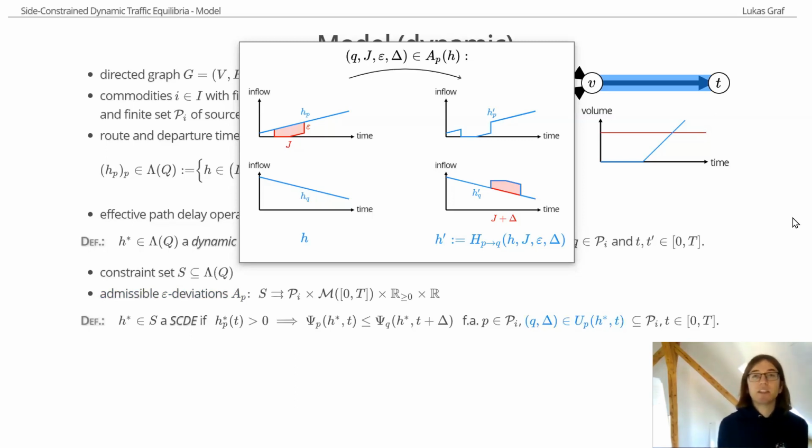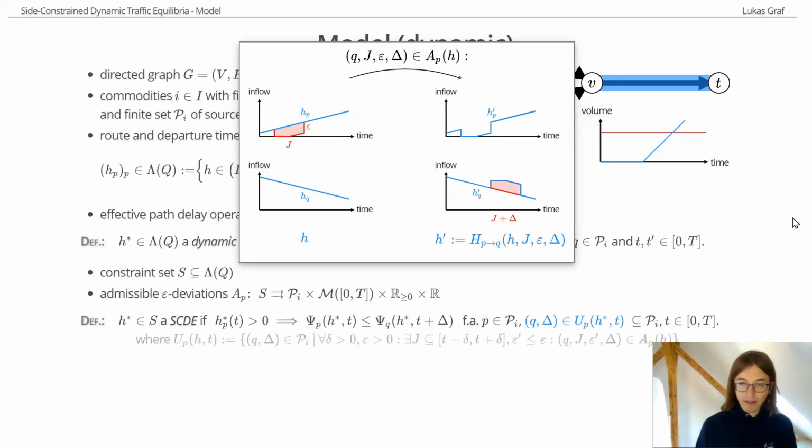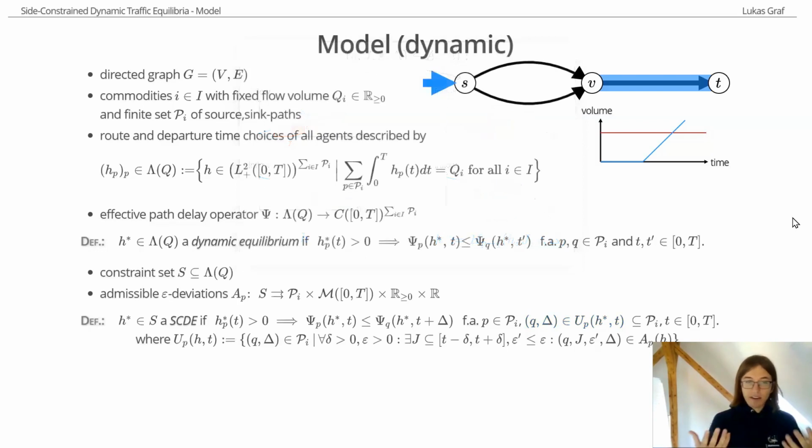And we do that basically by just taking the limit over these epsilon deviations. So the set just consists of the alternatives Q, delta, such that there are arbitrarily small neighborhoods around the current time t, such that these small neighborhoods are allowed to deviate in this sense from path P to path Q and in time from t to t plus delta. And if there are arbitrarily small such neighborhoods, then we say the single particle is also allowed to deviate. And so this completes our definition of side-constrained dynamic equilibria. So we basically need two things to define such an equilibrium concept.